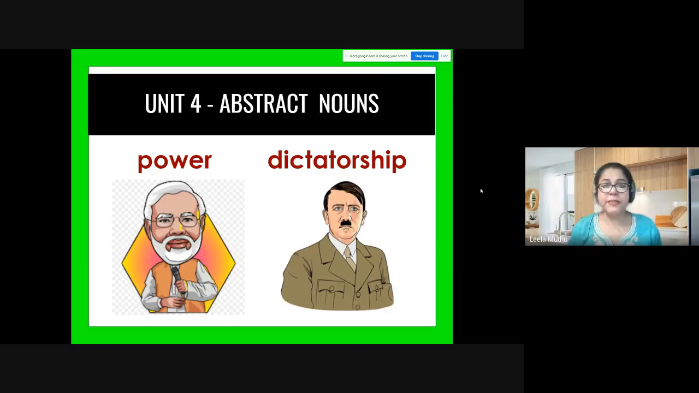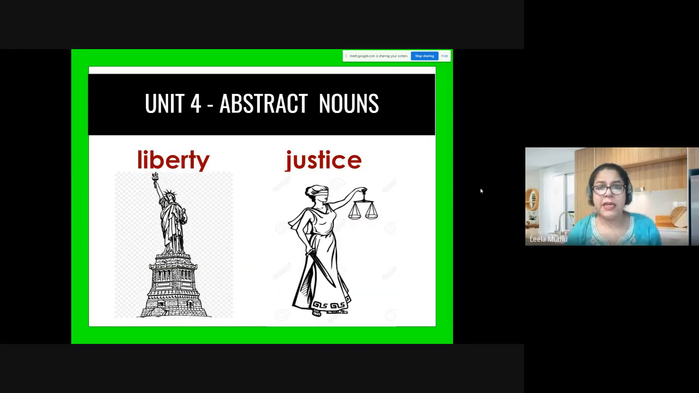Now, you have symbols of power, like Mr. Narendra Modi. He's the Prime Minister of India and he's got plenty of power in our country. You have dictatorship, a person who represses a nation and does whatever he wants without any regard to any consequence that he can be made to pay for his mistakes is called a dictator. The state a country or a nation can be under a dictator is called a dictatorship. Okay, abstract noun. Liberty and justice for all.